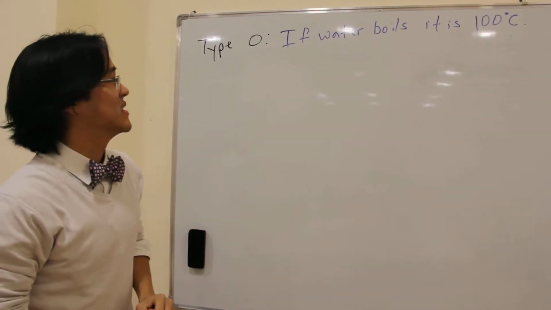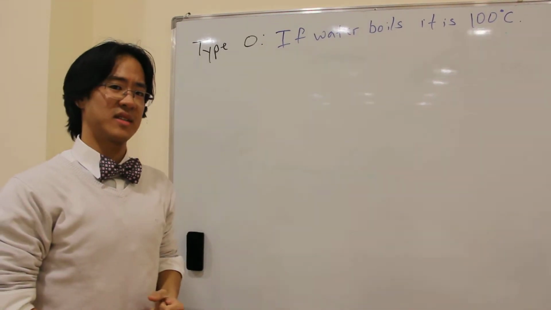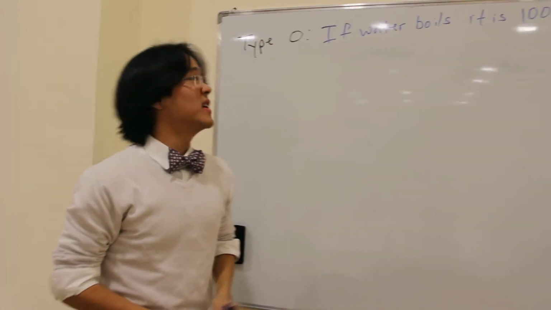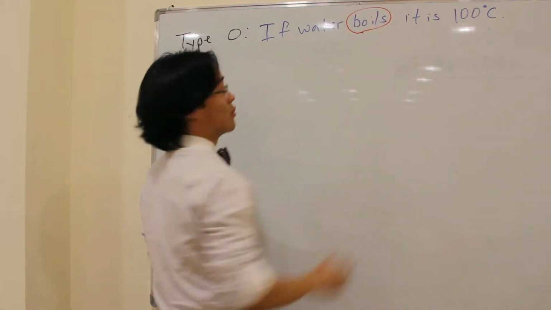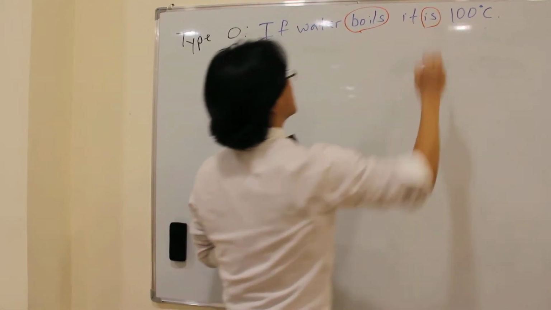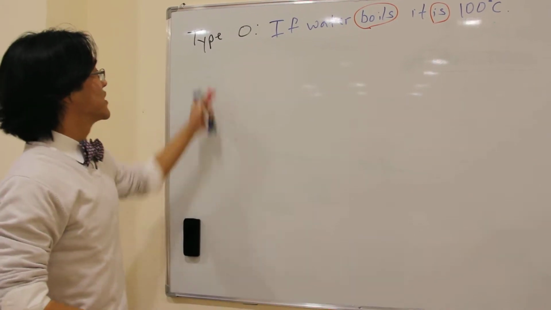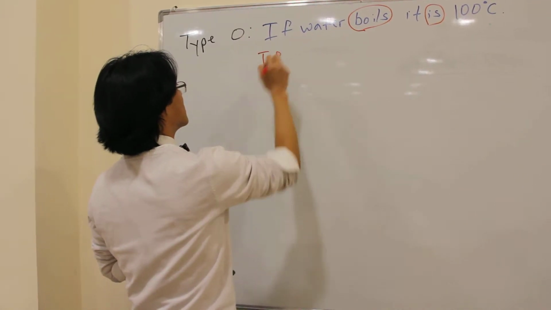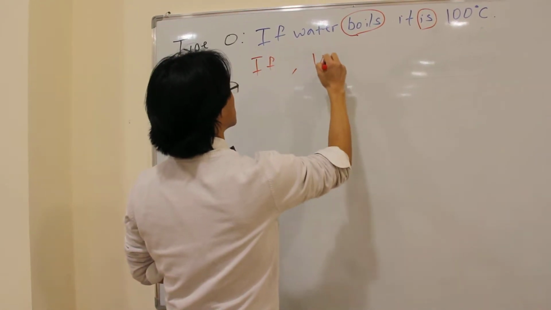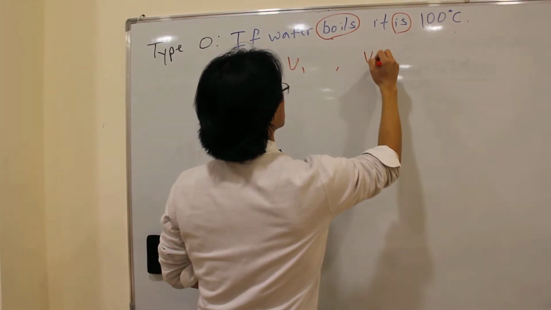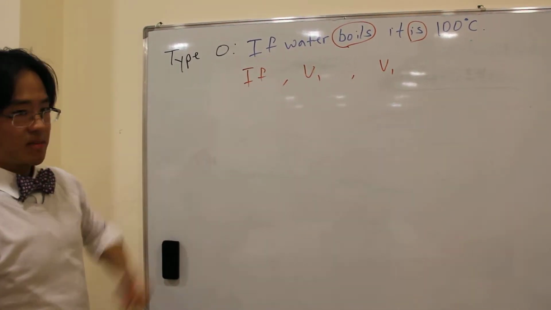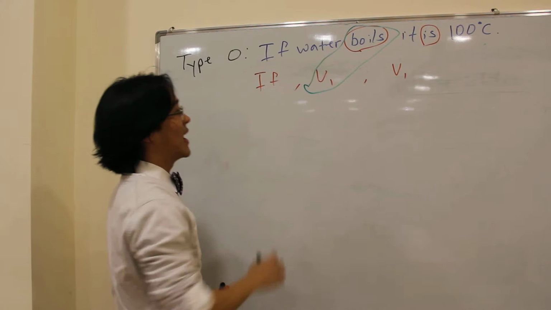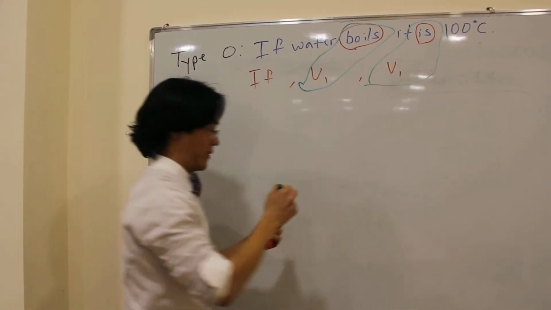Looking at this sentence, can you tell me how you make this sentence? How do you make this if clause? If you said verb 1 and verb 1, you would be correct. So for type 0, in order to make the sentence, we use if, and then we use verb 1, and then again, verb 1.